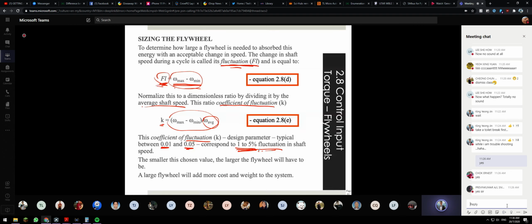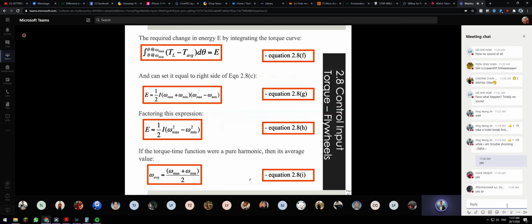So the smaller this chosen value, the larger the flywheel will have to be. The problem of a large flywheel is it will add more cost. I think normally this is not the biggest issue because a flywheel is generally just a piece of metal, a heavy piece of metal. Most of the time the problem is the weight. When you increase to a larger flywheel, you also have to increase the weight, and also the size of the flywheel. That will create the problem.